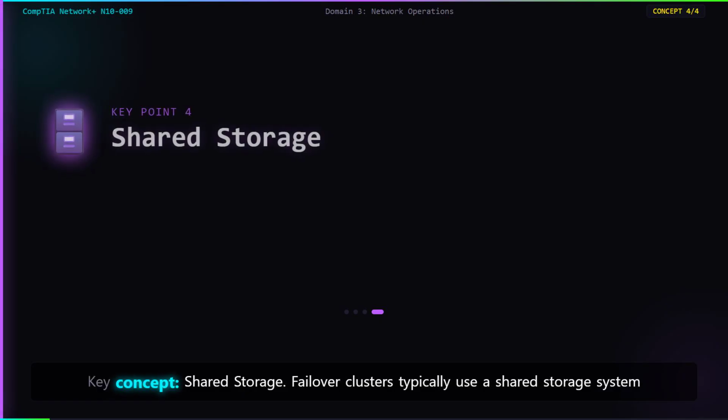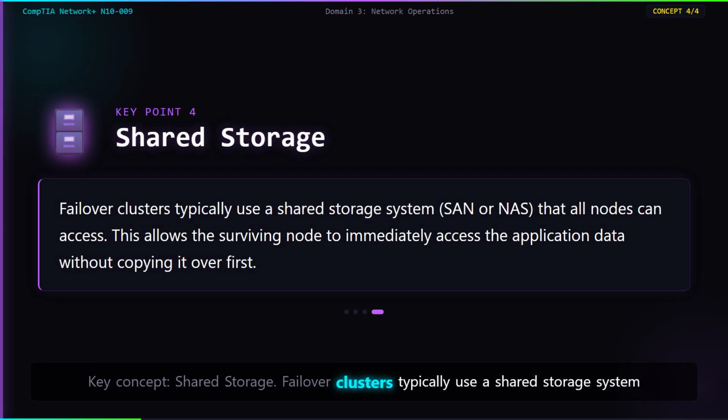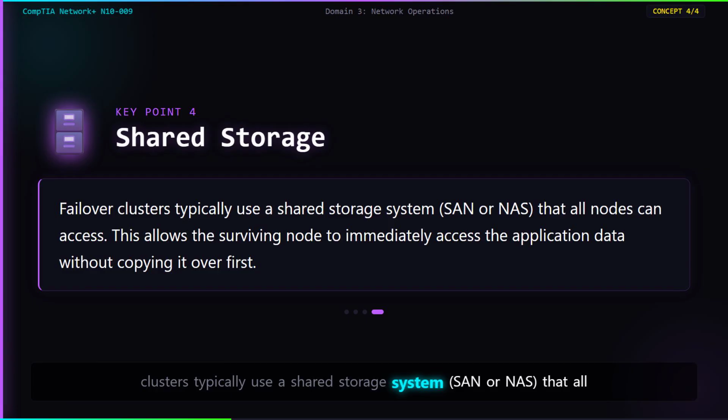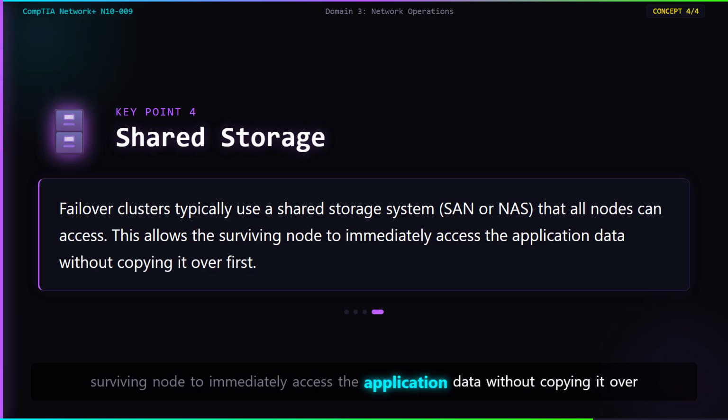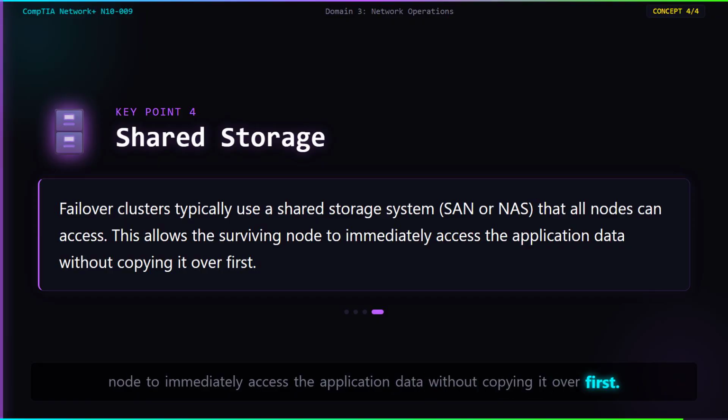Key concept: shared storage. Failover clusters typically use a shared storage system, SAN or NAS, that all nodes can access. This allows the surviving node to immediately access the application data without copying it over first.